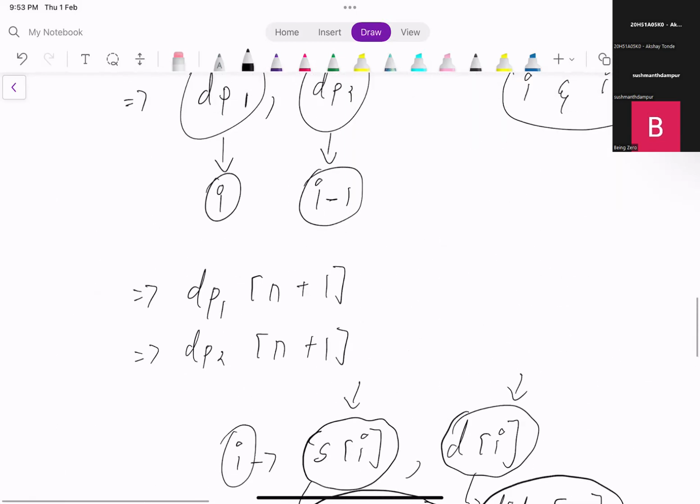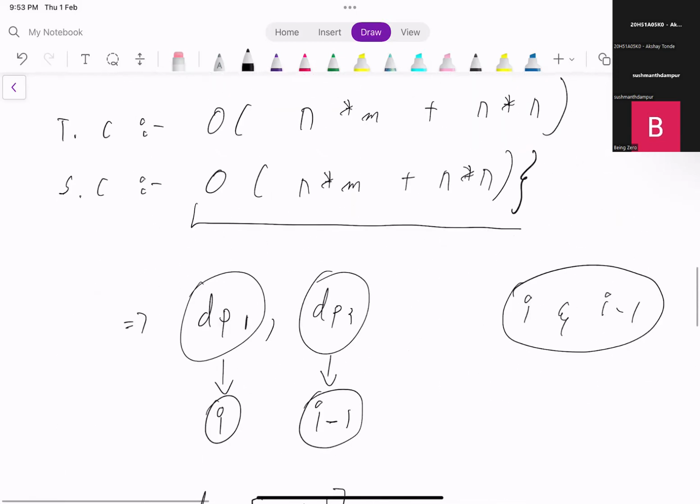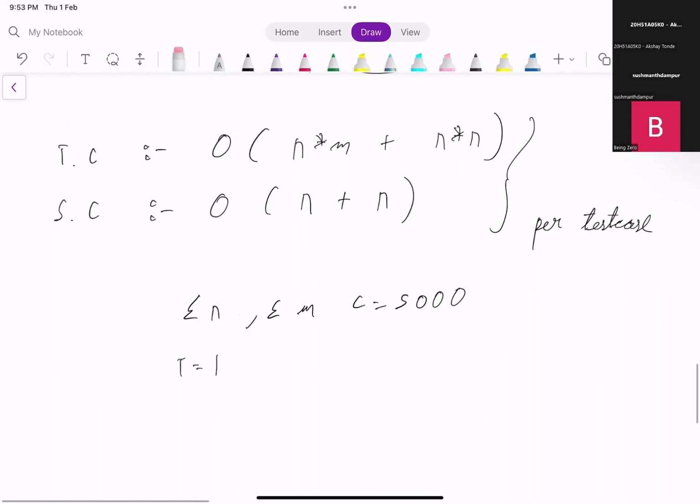Though we could have done it with the earlier space and it would have still gotten accepted, as a memory limit of n into m plus n into n is also allowed in the question. In case you want to optimize the memory, then this is how we can optimize, and this will for sure work as it's optimized memory. So this is sufficient to pass the memory limit. I think this way we can solve the problem.